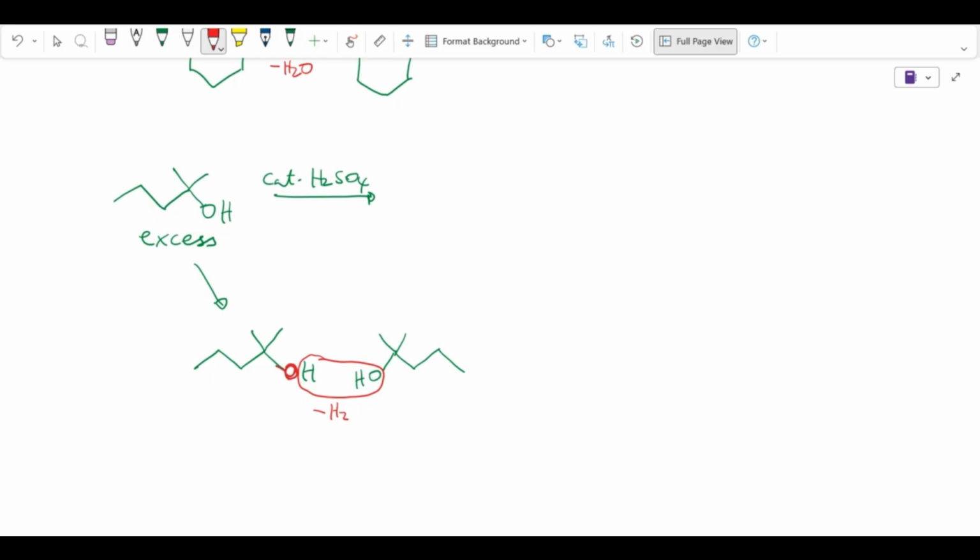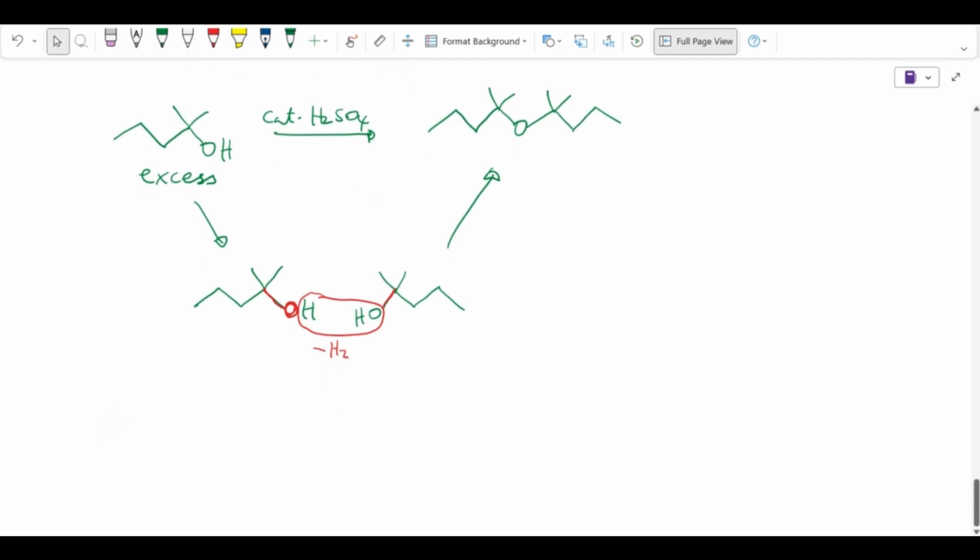So here we have this oxygen, which is connected to this carbon. And that oxygen will also be joined to this carbon. And so our product will be oxygen connected to this group. And that will be the product of the reaction. Easy peasy. So this should be minus H2O.